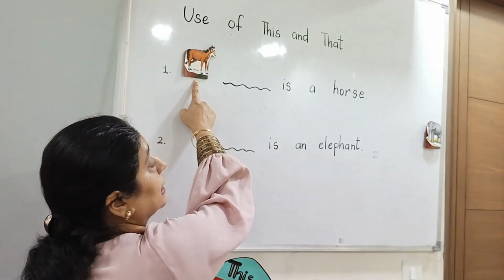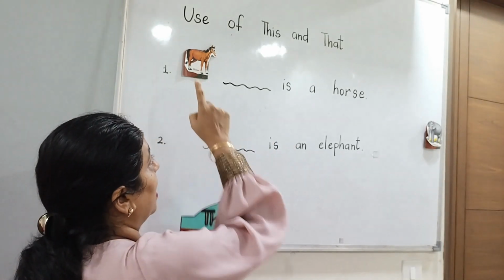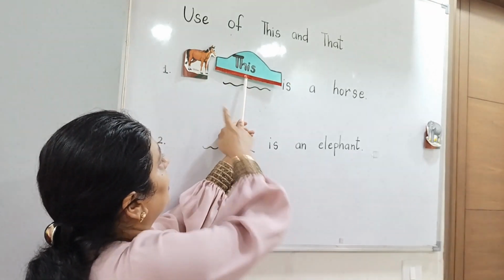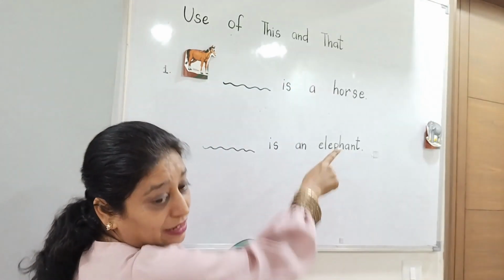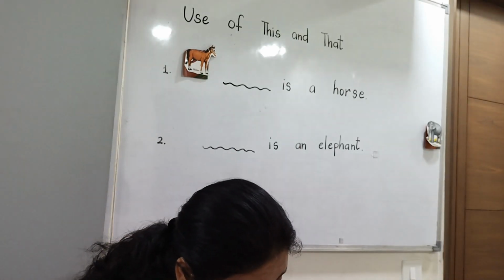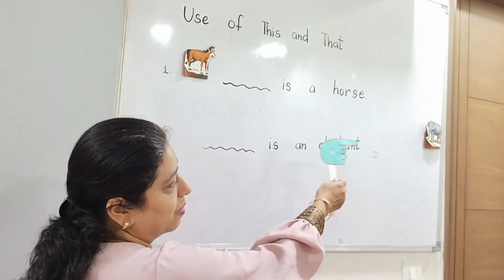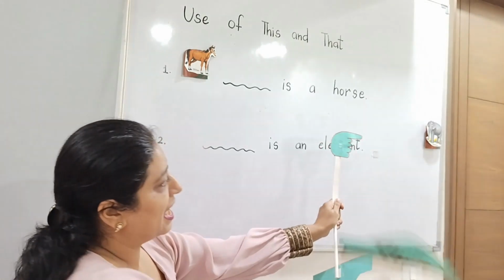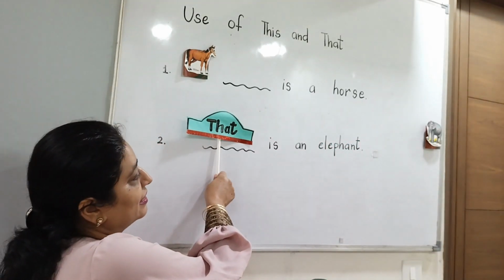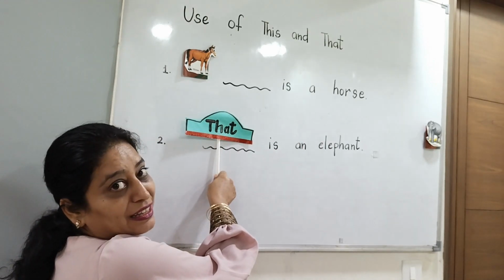See, this is a horse. I am using this because it is near to me. And can you see that elephant? Yes, that is far away from me. So I am using an arrow to point at it. And now, that is an elephant.